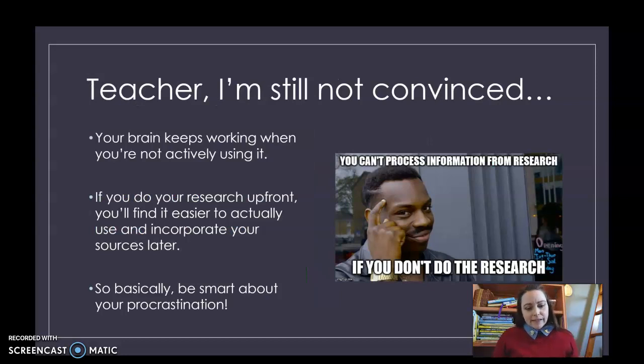So another reason I do this is because of a pet theory of mine. First, your brain is always working, even when you're not aware of it and when you're not actively using it. When you introduce new information to the brain, you have to give it time to make sense of that information and incorporate it into the long-term memory. When it comes to research, if you do some research up front, it gives your brain time to do its brain magic. And you'll find that it's easier to use and incorporate your sources later.